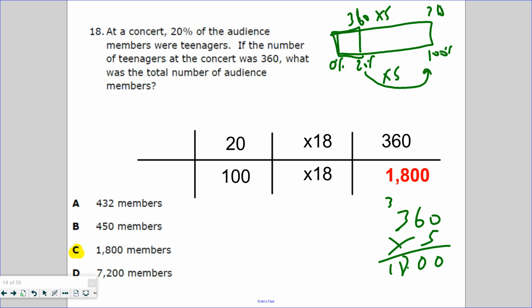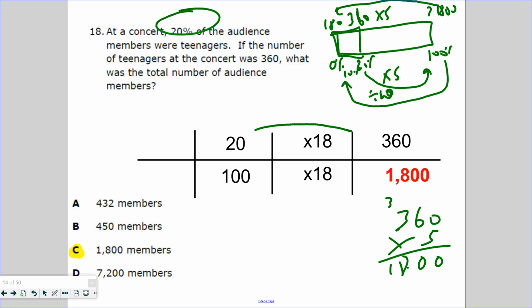So let's check our work. How do you break 100% to 10%? Divide by 10. So what's 1800 divided by 10? 180. How do you build 10% to 20%? Times 2. 180 times 2 is 360. So 1800. What if you like tables? How do you write 20% as a fraction? 20 out of 100. We do not know the total, so we put 360 up here. What's the relationship between 20 and 360? Times 18. That's where we get 1800.